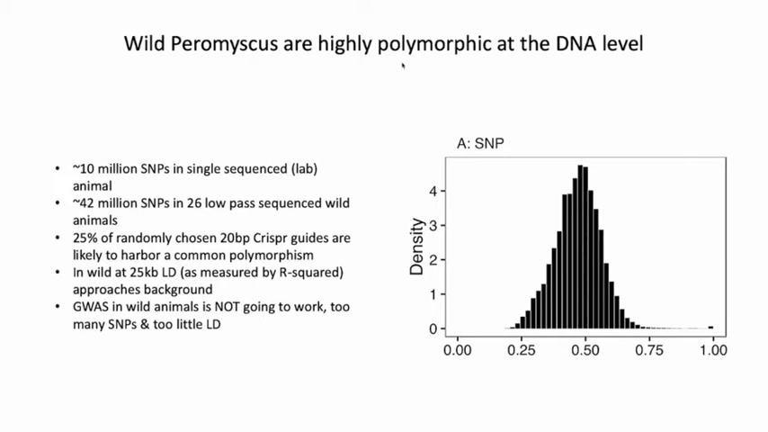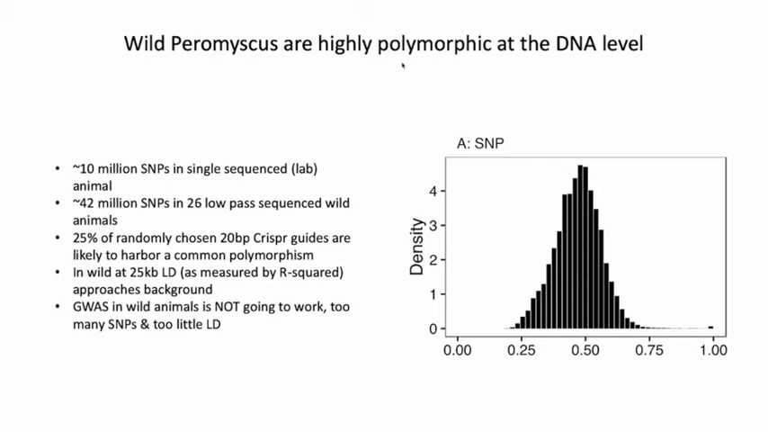So in fact, based on this number of SNPs, the 42 million SNPs, which is undoubtedly an underestimate, it suggests that about 25% of randomly chosen 20 base pair CRISPR guides, so if you were going to design a gene drive that used a CRISPR guide, are likely to harbor a common polymorphism, and that common polymorphism would basically be a resistance allele to the CRISPR drive. So it's extremely likely that in this system, if you were just choosing CRISPR guides at random, you'd have resistant alleles at intermediate frequencies in the population. So that's already a value of this resource. In the wild, LD drops extremely rapidly in this species, although it's not measured that well. But by 25 kb, it's approaching background.